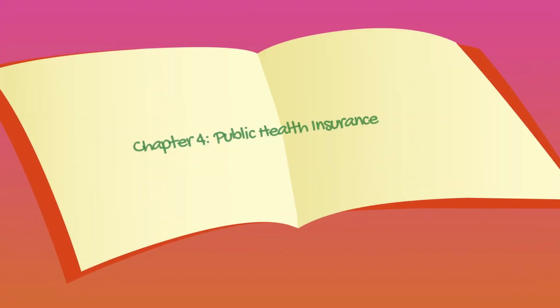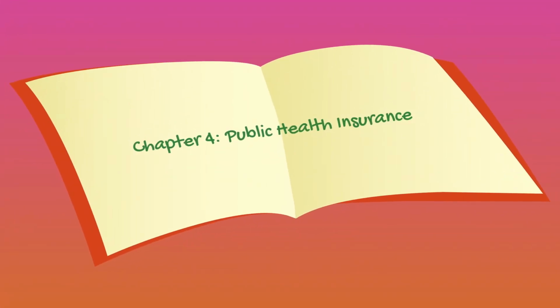Once you're there, you'll be able to take a questionnaire to see if you qualify for special enrollment and then submit an application. The insurance you choose to apply for may require certain documents for proof, so be sure you have copies of those documents they might request. Chapter 4, Public Health Insurance.